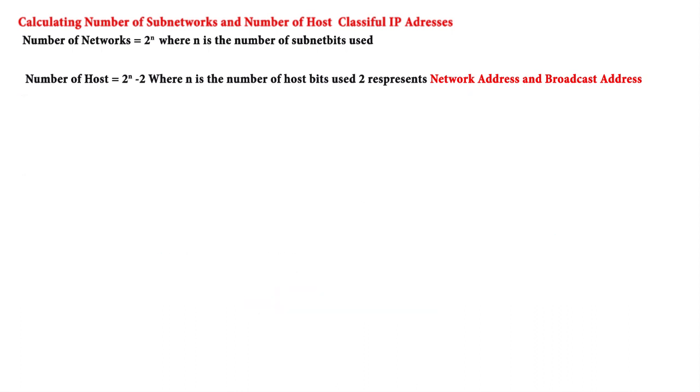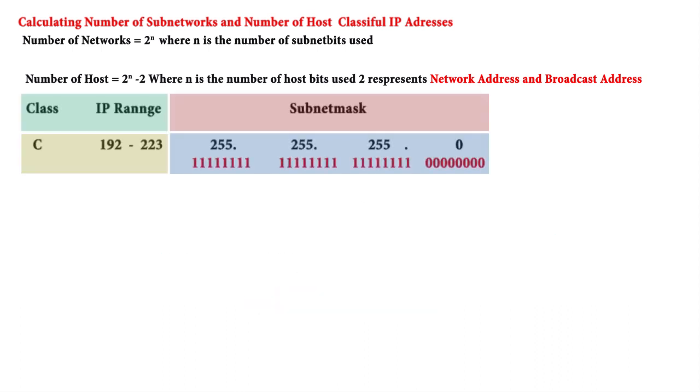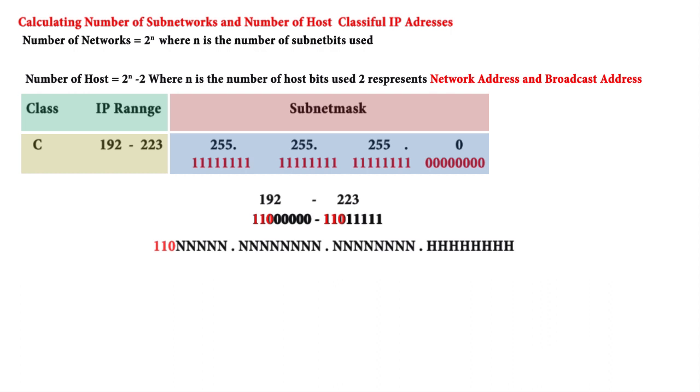Repeating same for the Class C IP address. The Class C IP addresses range from 192 to 223, and the default subnet mask is 255.255.255.0. Class C address has the first 3 bits in the first octet set to 110. We can rewrite the IP format like this, and counting the net bits we have 21, following the formula.